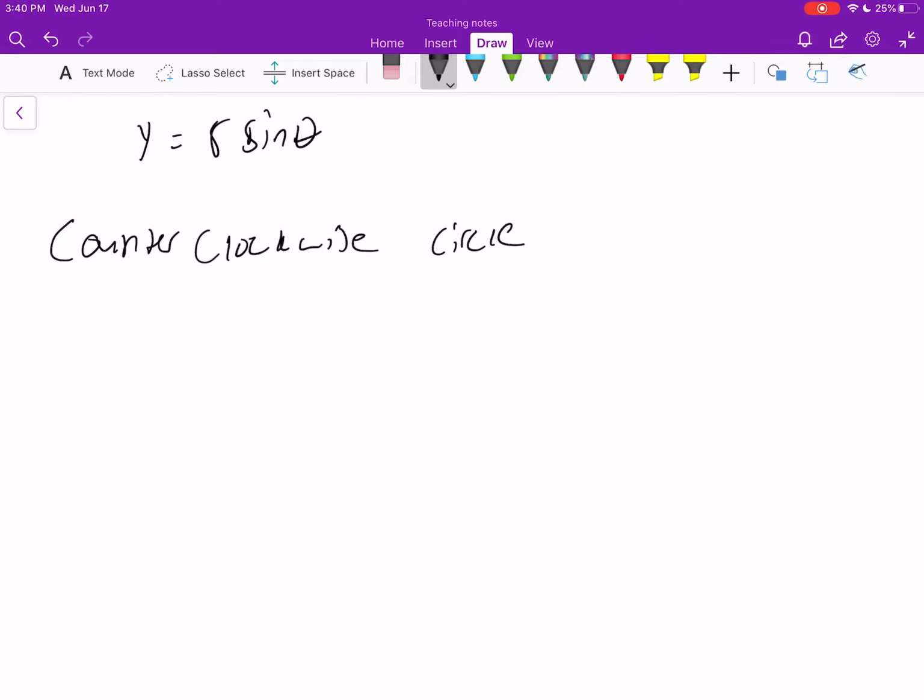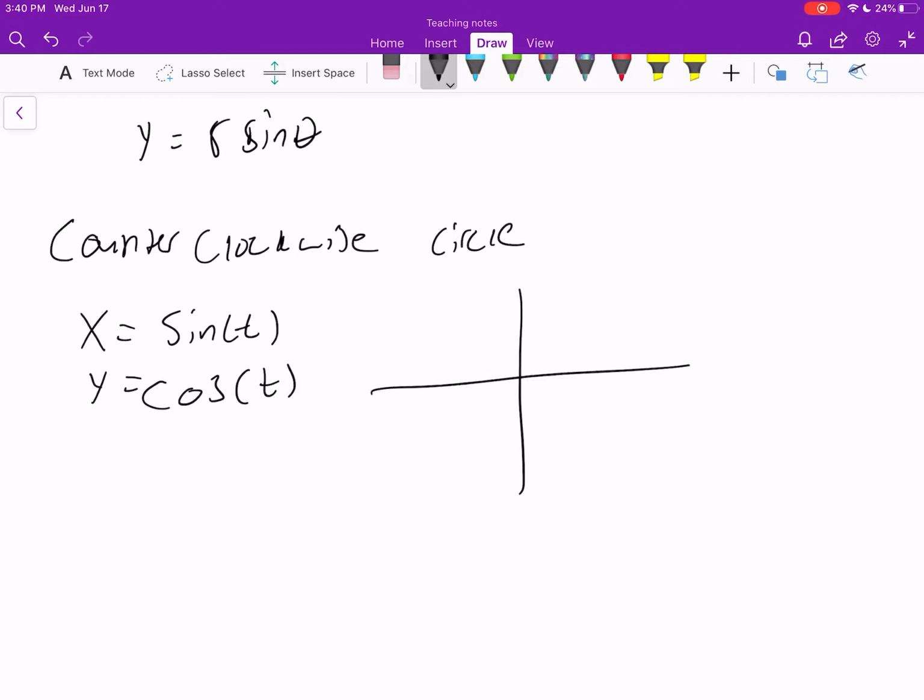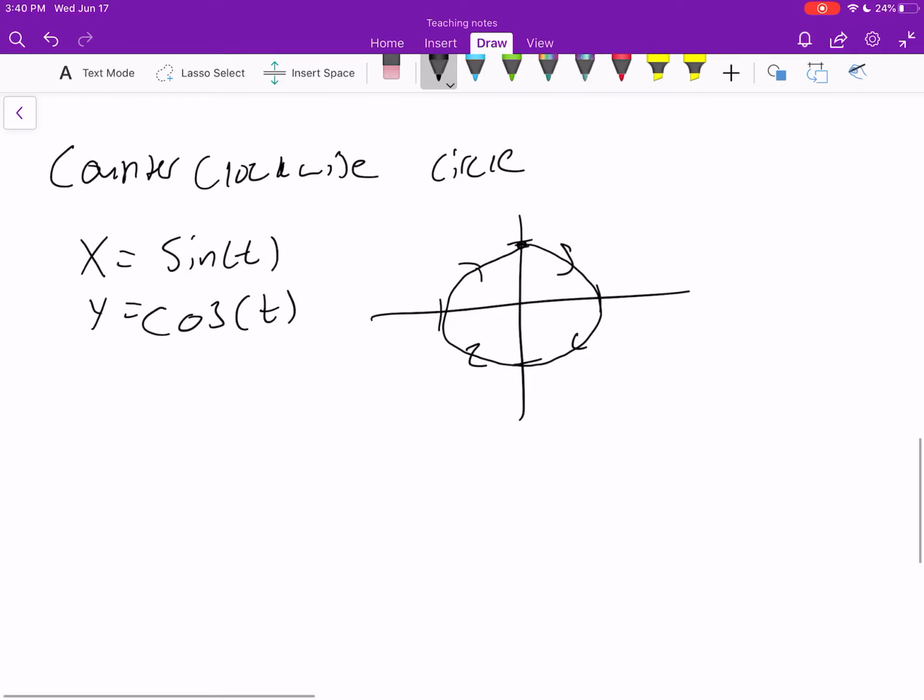For those, you can do two things. You could either do x is equal to sine of t, y is equal to cosine of t. So you just switch the sine and the cosine. What this is going to look like is, at t equals 0, you start at y equals 1, or the point 0, 1 there. As t increases, instead of going counterclockwise, you now go clockwise. This will give you a circle parameterized clockwise.